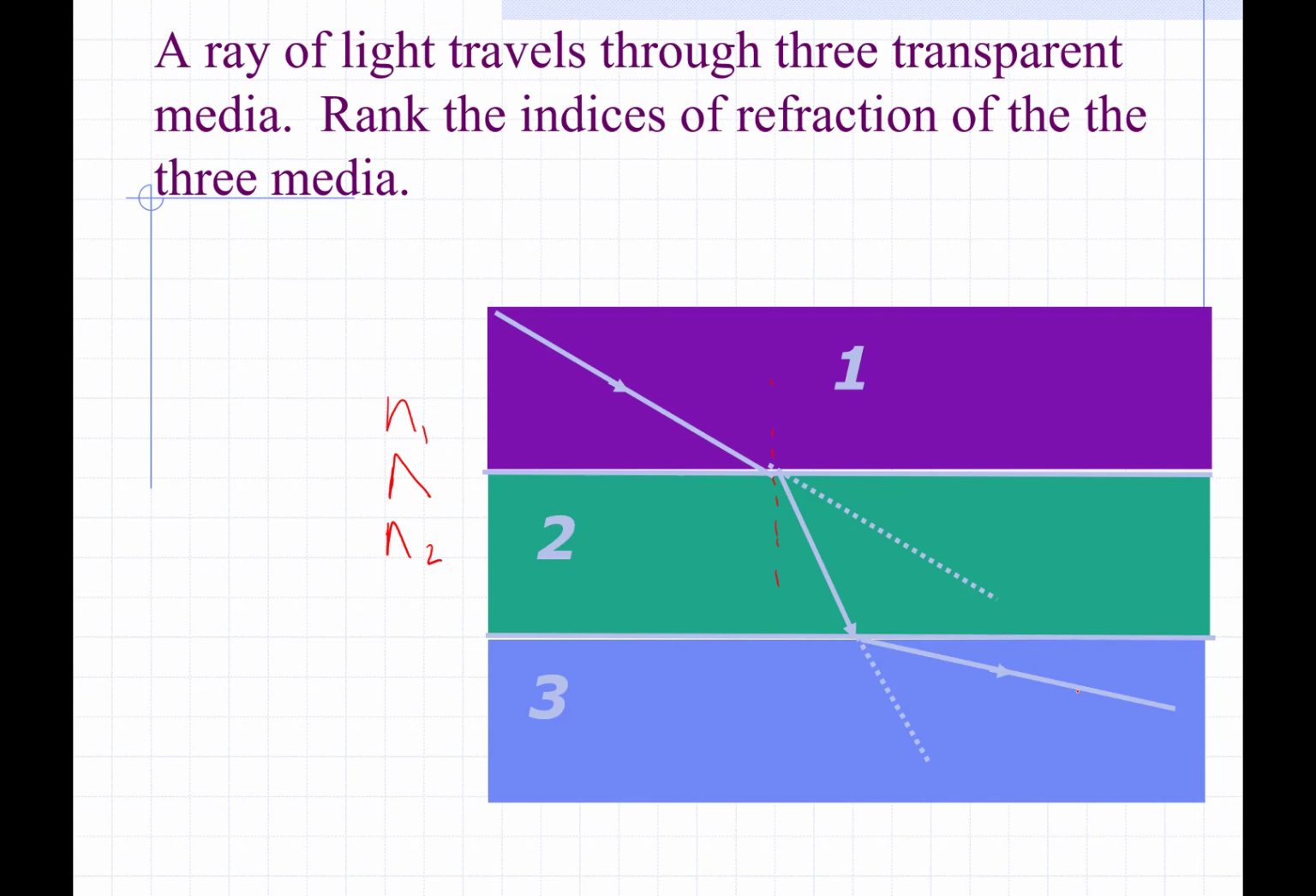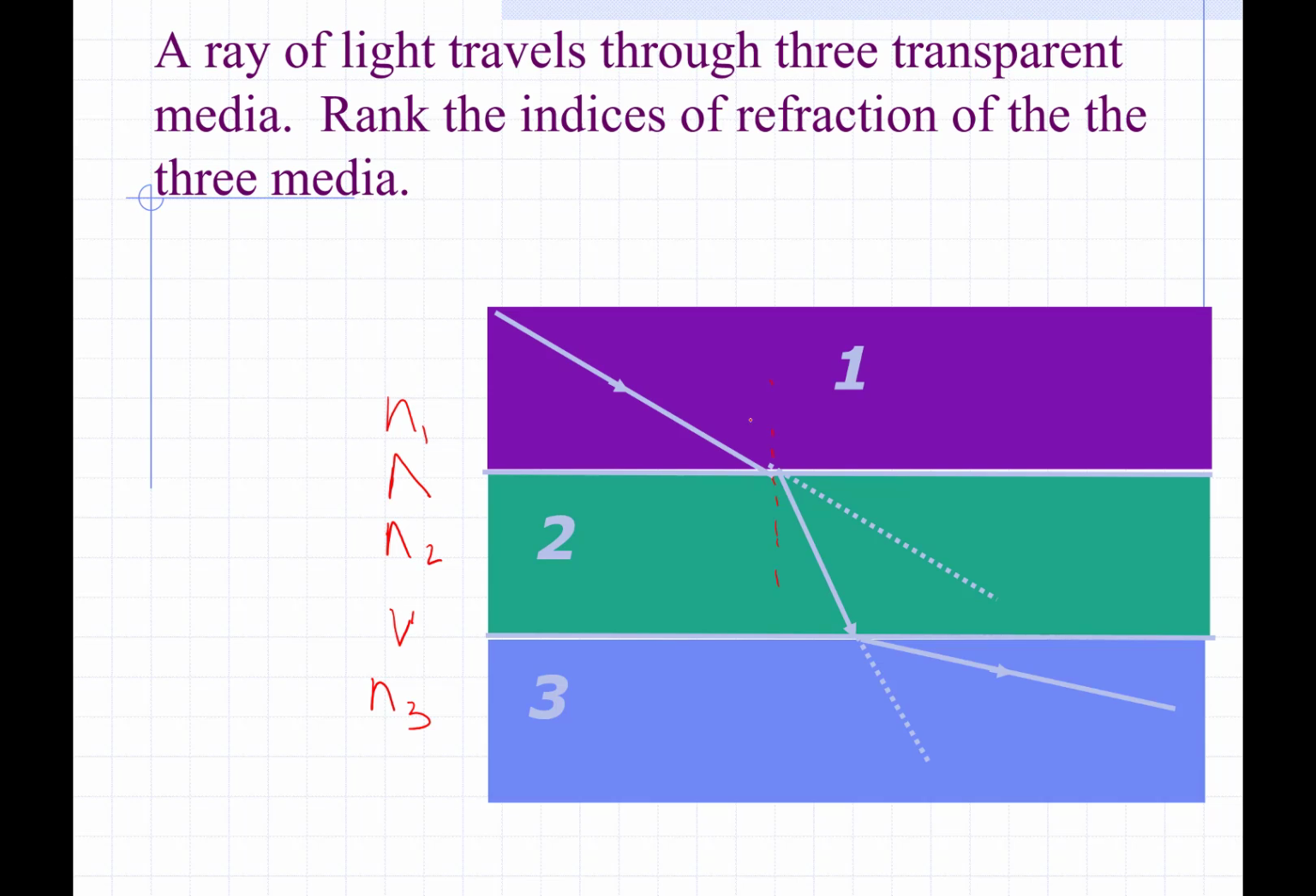When it goes from 2 to 3, it bends away from the normal. That means it is speeding up. That's a lower index medium, so N3 is a lower index medium than N2. Now we need to just compare N3 and N1.